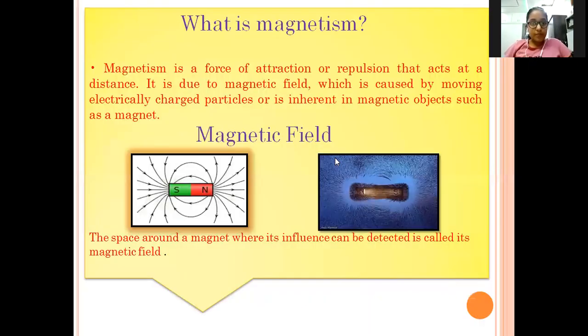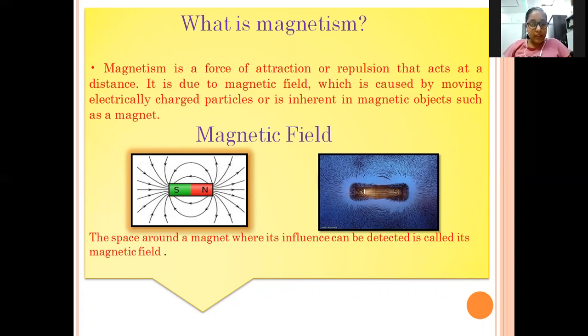Moving ahead, now the main topic, what is magnetism? So magnetism is a force of attraction or repulsion that acts at a distance. It is due to the magnetic field. After this topic, we will understand the magnetic field. It is due to the magnetic field, which is caused by moving electrically charged particles or inherent in magnetic objects such as a magnet.